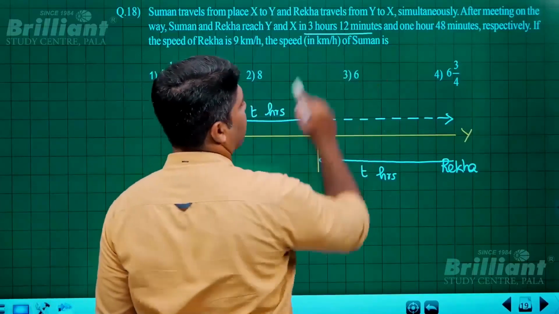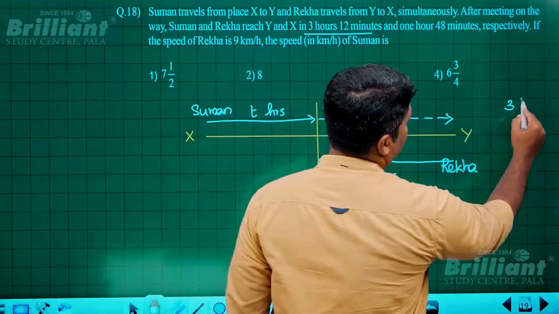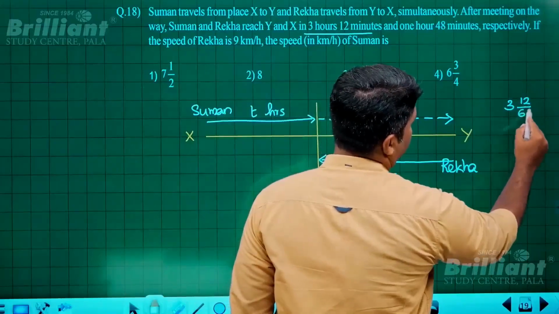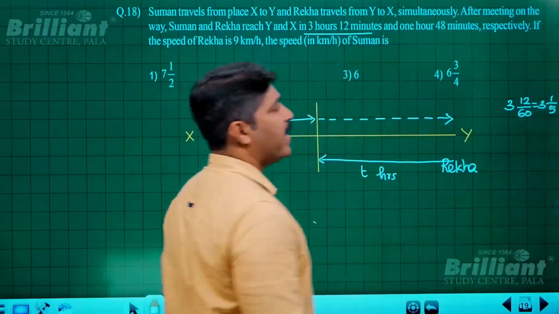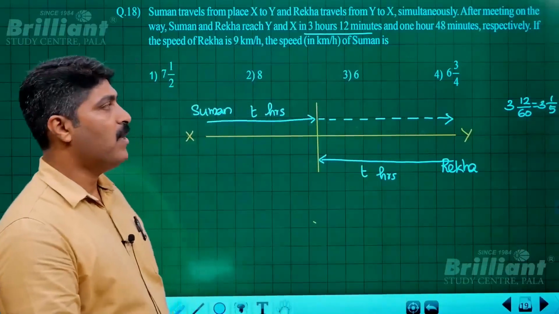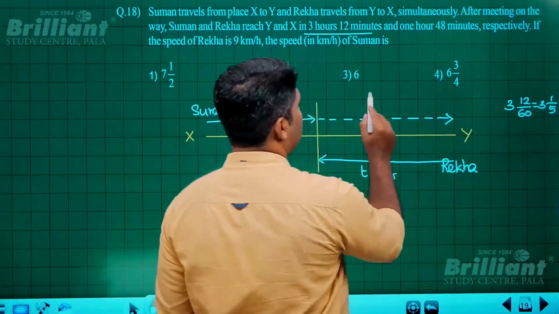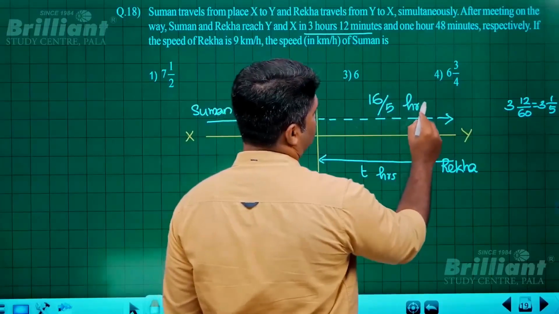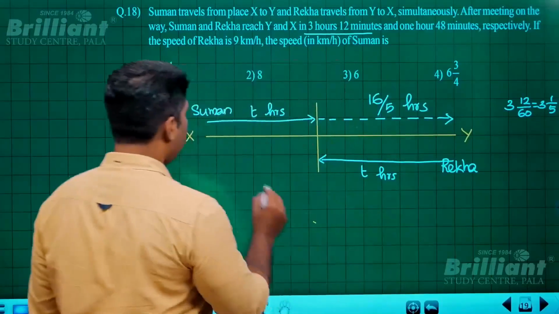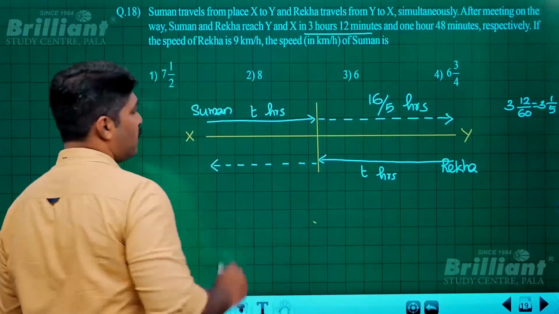3 hours 12 minutes. So how to rearrange this 3 hours 12 minutes? 12 minutes is 1/5 of an hour, so it is 3 and 1 by 5. Got it? So we can express it in the form of an improper fraction. That is equal to 16 by 5 hours.